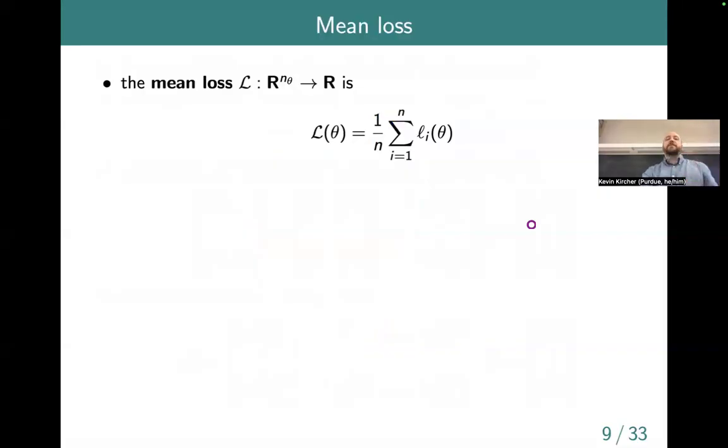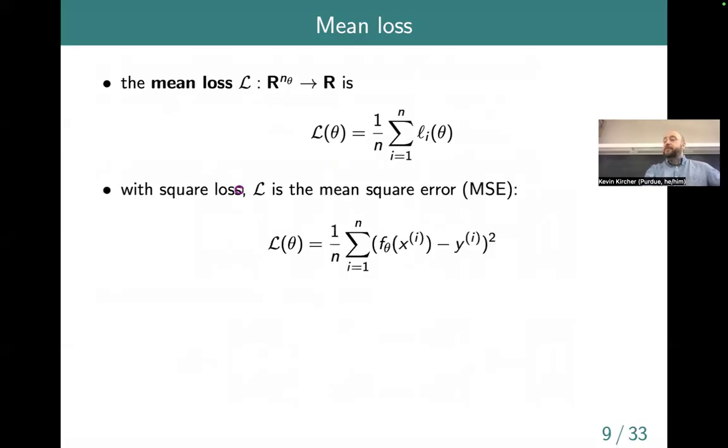Okay, so once we have specified a loss function, we can form what's called the mean loss. It's just what it sounds like. You take the loss i for each example i in your data set, and you just take the average. You add it all up over all of the examples that you have for training, and you divide it by the total number of examples. That gives you the arithmetic mean, and we call that L, the mean loss of theta.